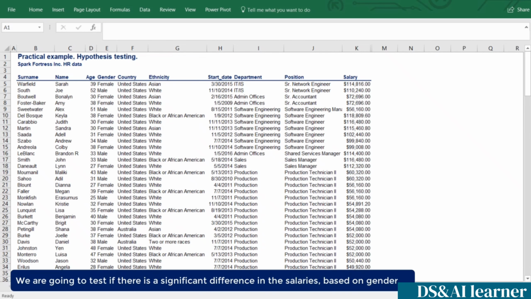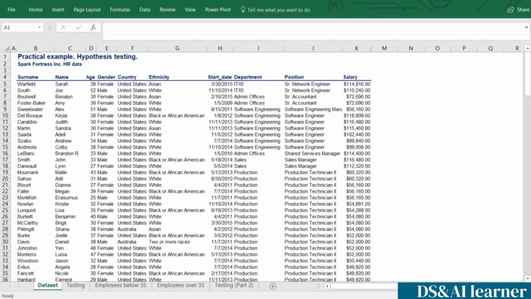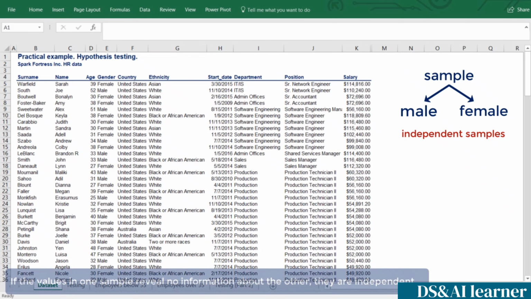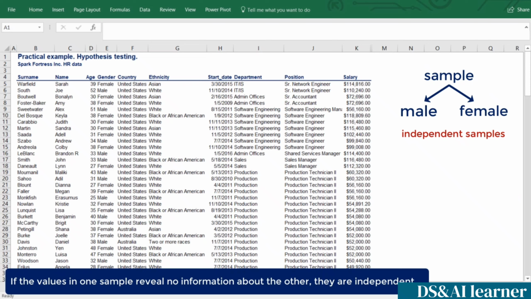We are going to test if there is significant difference in the salaries employees are paid based on their gender. It would be easier if we look at the problem at hand in the following way. Our 174 employee sample could be divided into two subsamples, one that is exclusively male and one female. So, we have two samples drawn from the same population that are independent. Although, so far, we've worked with different populations only. If the values in one sample reveal no information about the other sample, then they are considered independent.